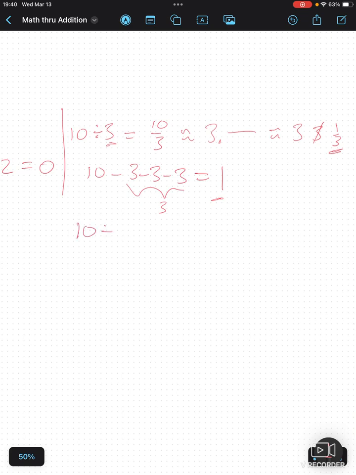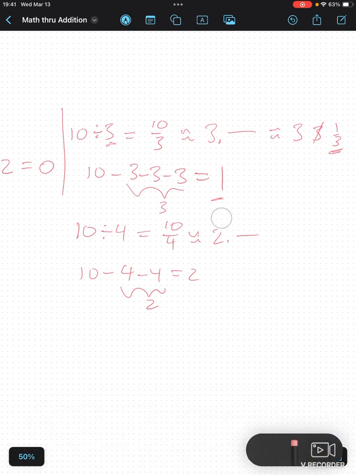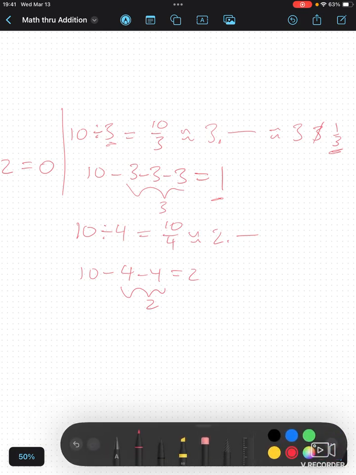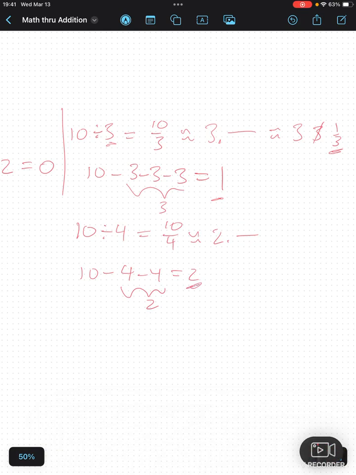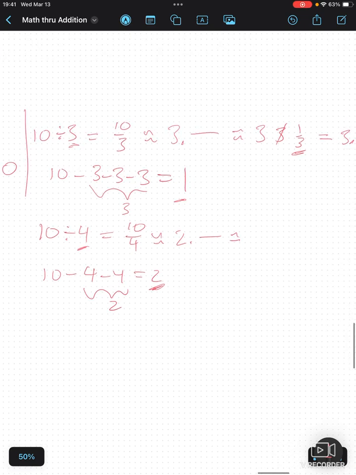We can then show this again, 10 divided by 4. This is 10 over 4. We can see this by saying 10 minus 4 minus 4. This is equal to 2. This is done 2 times. So we know that 10 over 4 is about 2 point something. And we can see that there is a remainder of 2. It's being divided by 4. So it's really about 2 and 1/2.